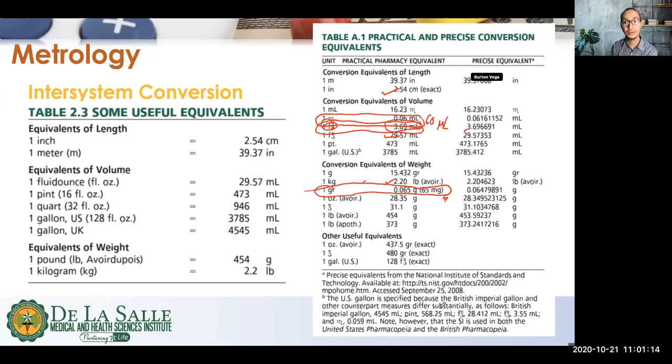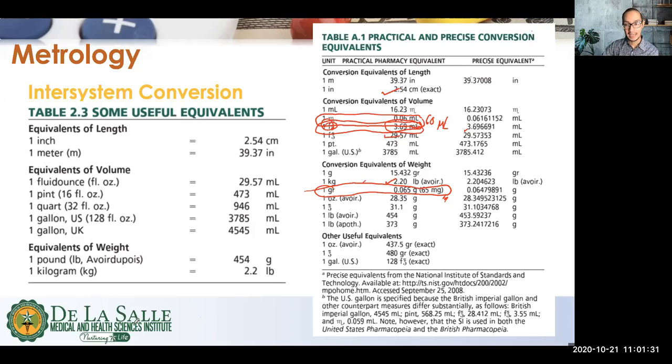So remember that a teaspoonful is 5 milliliters and a tablespoonful is 15 milliliters. Those are the important common household measurements that you have to be familiar with.